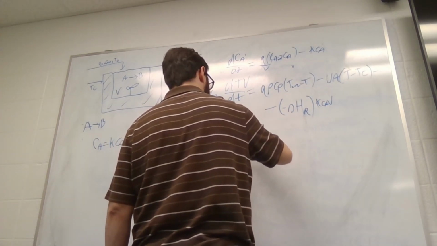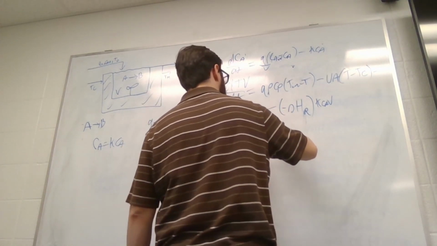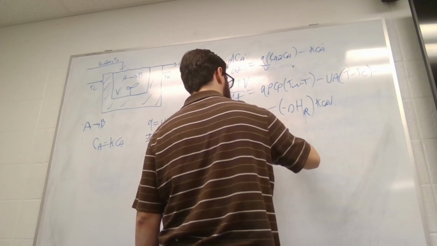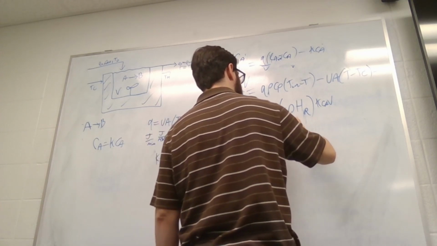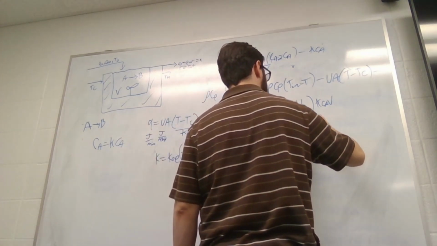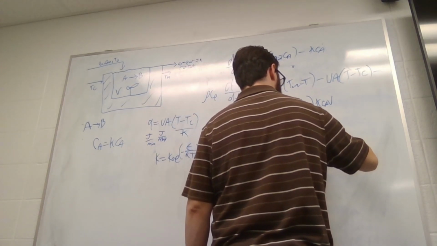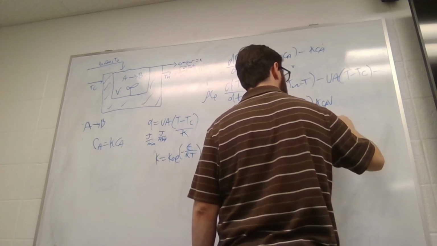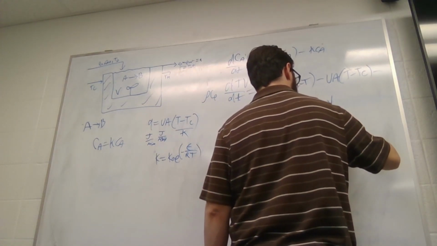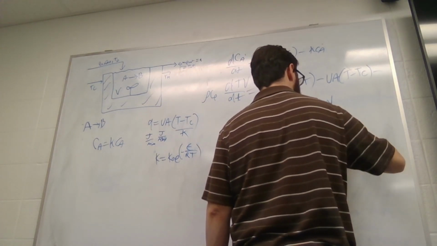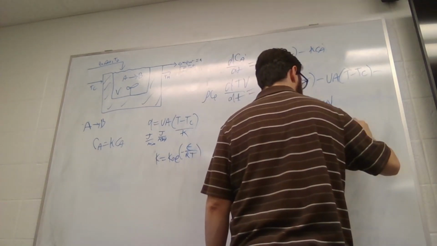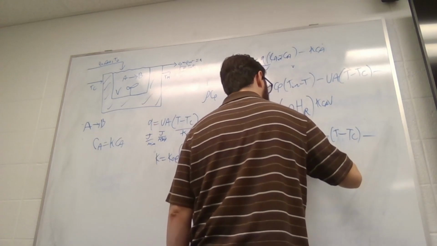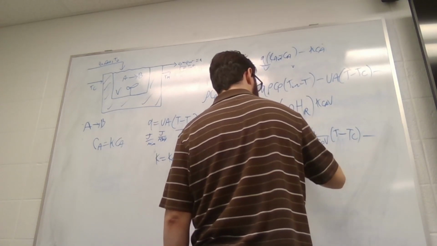dT over dt equals Q over V, T in minus T, minus UA over rho CPV times T, temperature minus the cooling temperature, minus the heat of reaction.